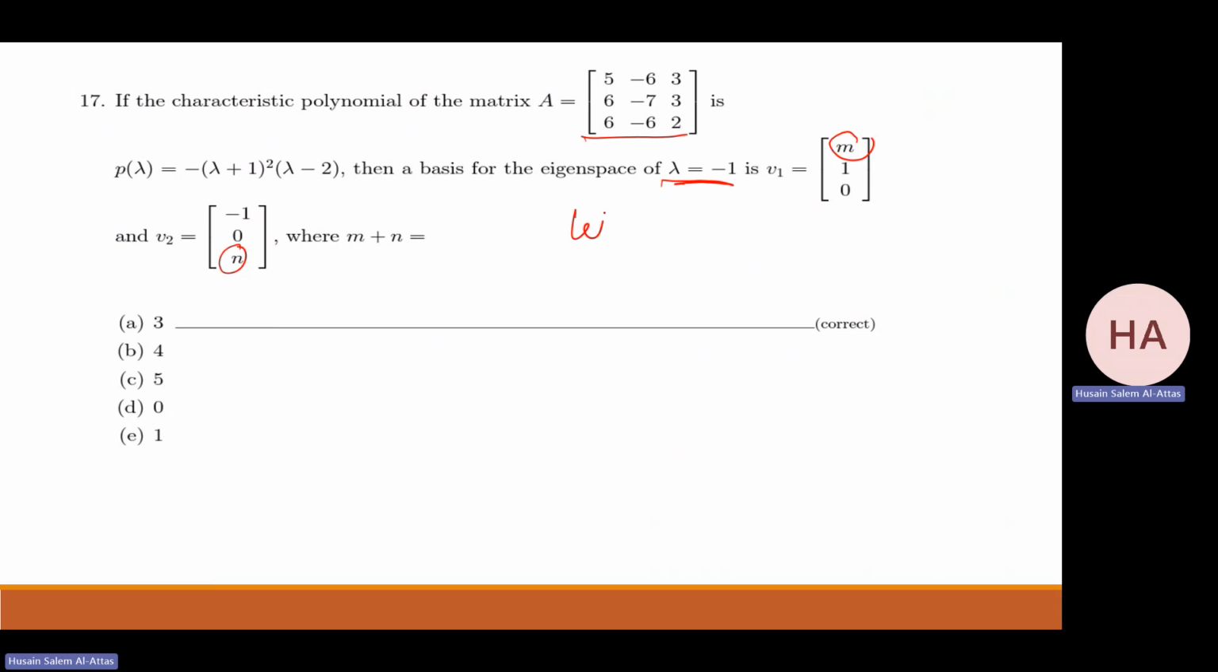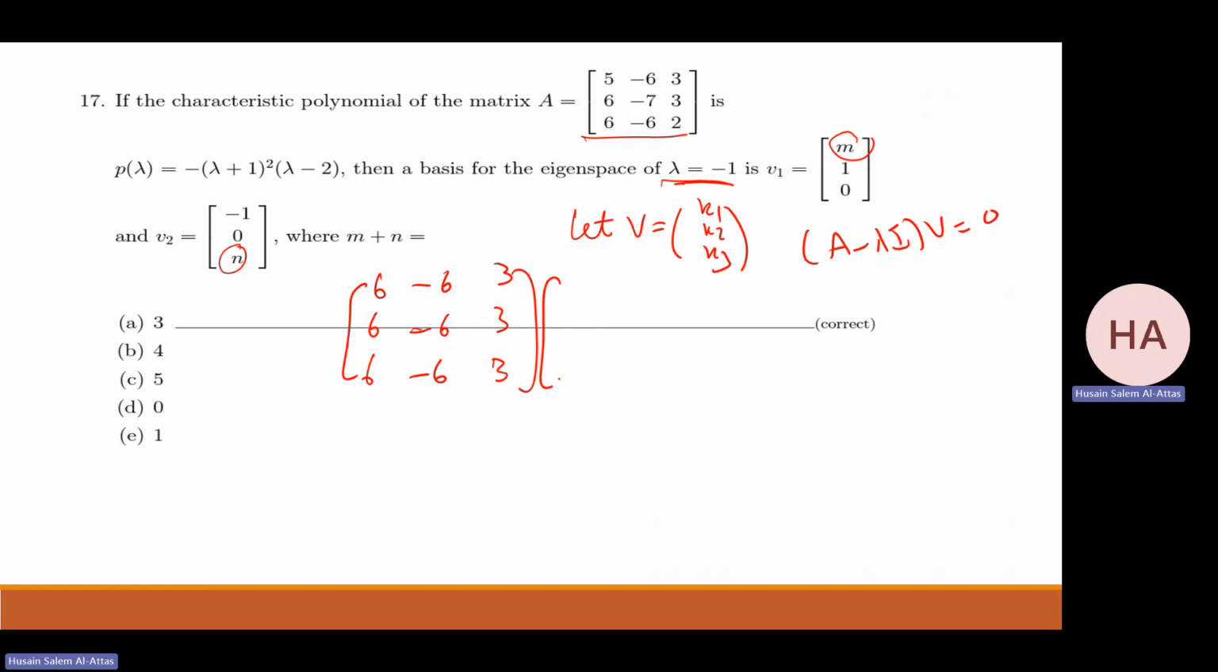So I need to say let v be k1, k2, k3. I need to solve A minus lambda I v equals 0 with lambda equal minus 1. So that will be 6, minus 6, 3. 6 minus 7, be careful, minus 7 minus 1, that is minus 6 also, 3. Okay, this is 6, minus 6, 3. 2 minus 1, that will be 3. That is nice.